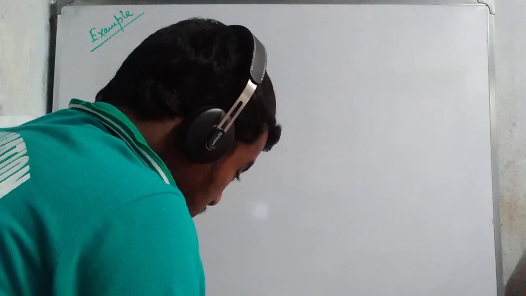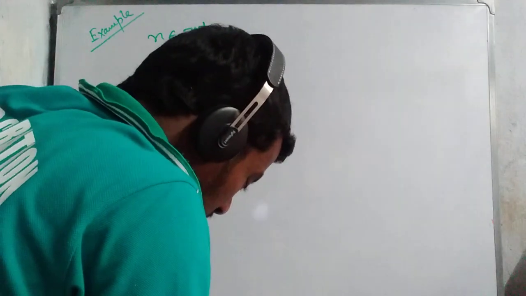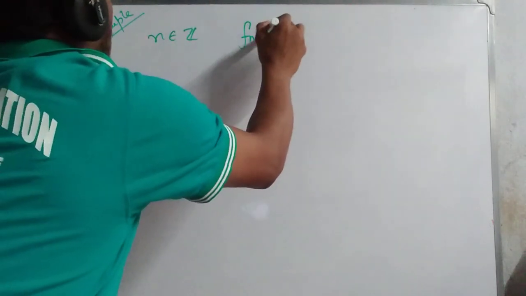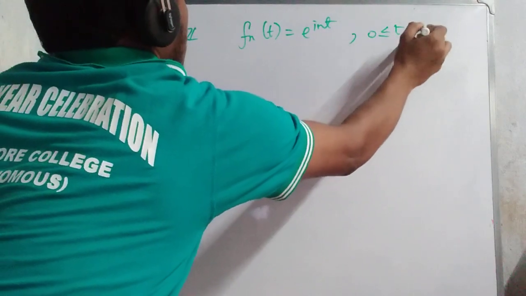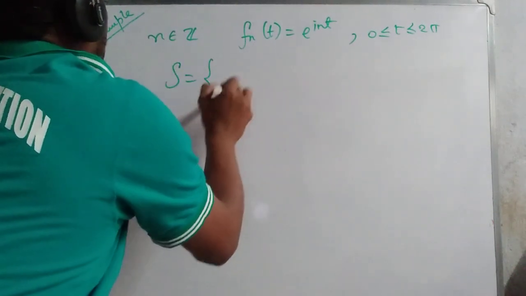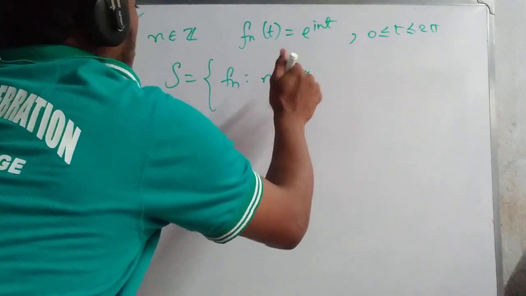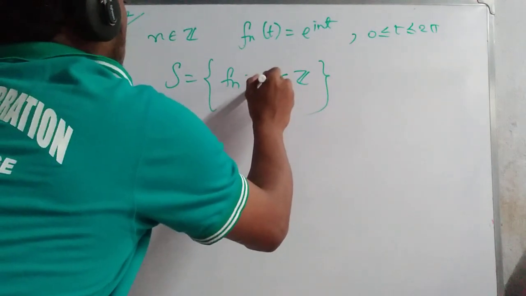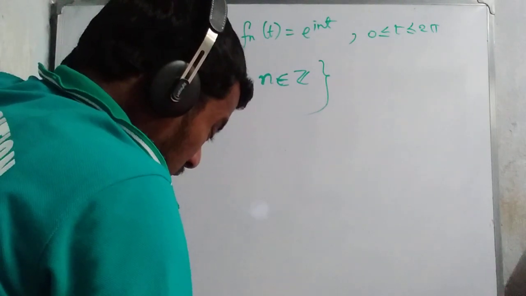Today we also discuss in this way: for any integer n, where n belongs to Z, we define e_n(t) equal to e to the power i n t, for 0 less than or equal to t less than or equal to 2 pi. Then S is a subset of H.